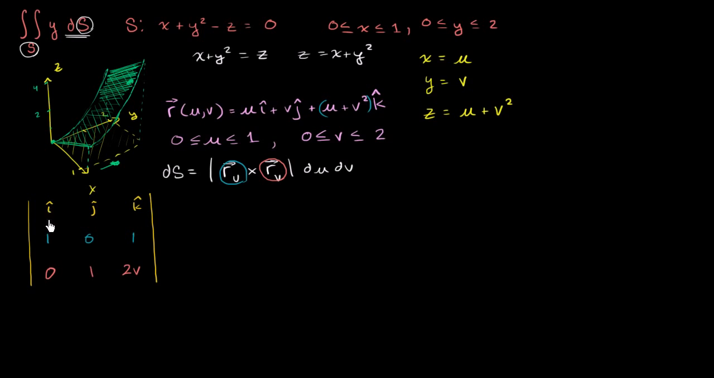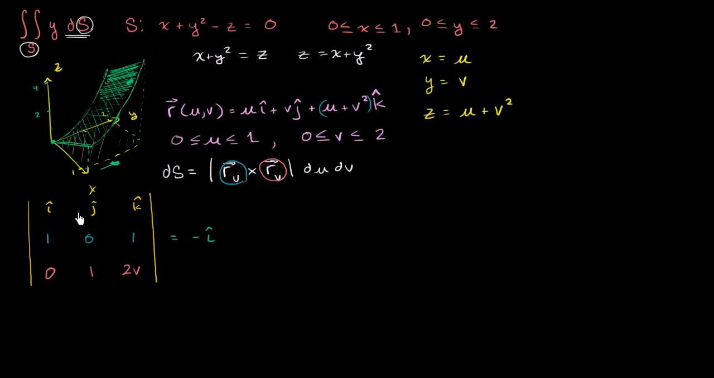So the i component: we cross out this column, this row, and it's going to be 0 times 2v minus 1 times 1. So essentially it's just going to be negative 1 times i. So we're going to have negative i.